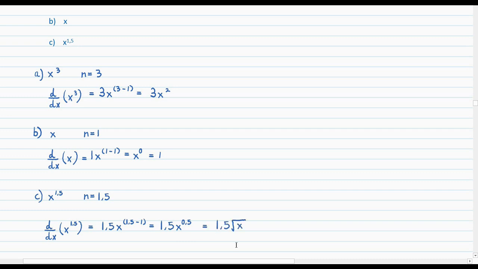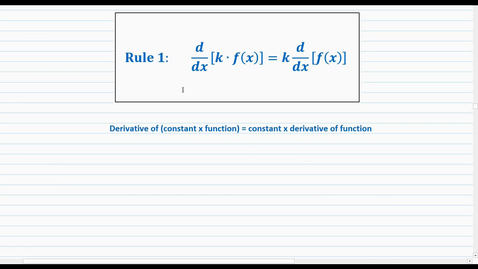So I've shown you the general rule of differentiation. Then there's 3 other rules you need to learn that will allow you to differentiate many other different types of functions besides just x to the power of n, starting with rule 1. What it states is that the derivative of a constant times a function is equal to the constant times the derivative of the function. So k just represents a constant, which is just some number.